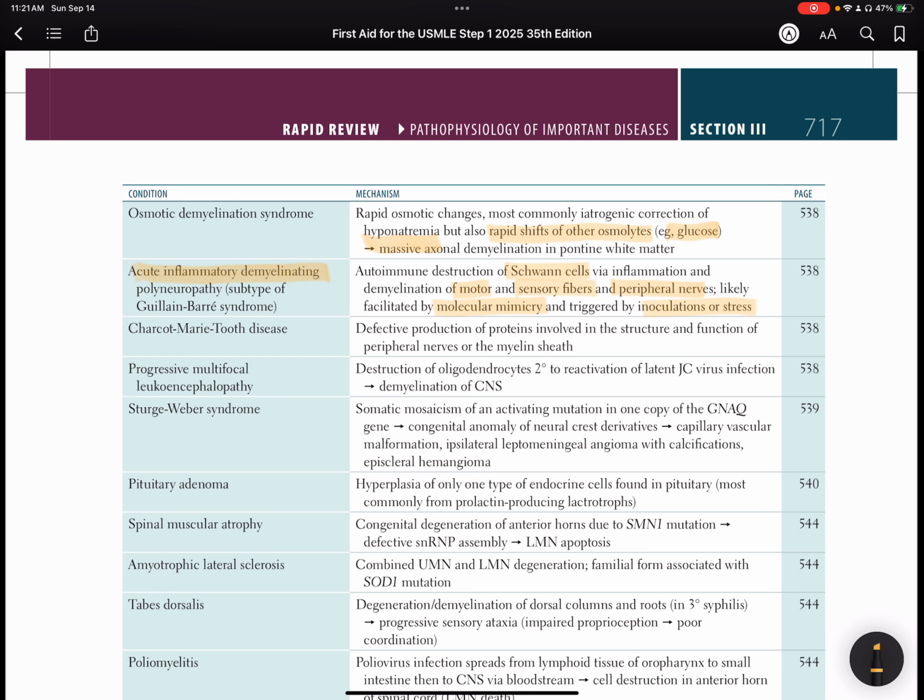Next, what is Charcot-Marie-Tooth disease? Defective production of proteins involved in the structure and function of peripheral nerves or the myelin sheath.